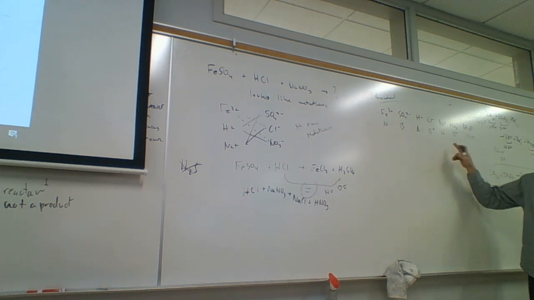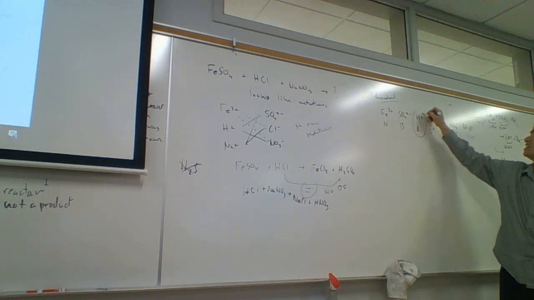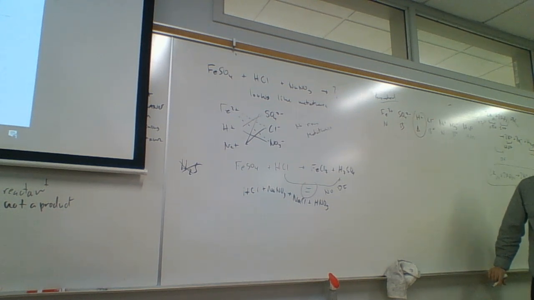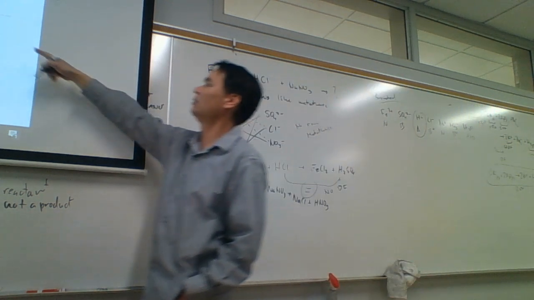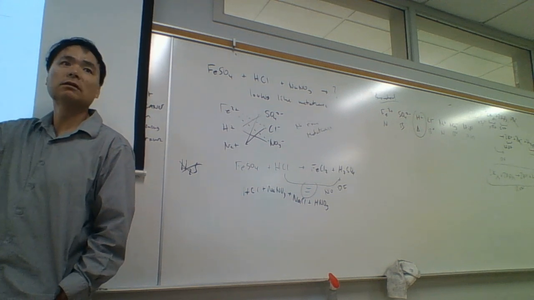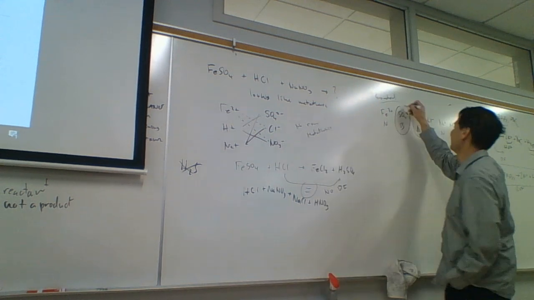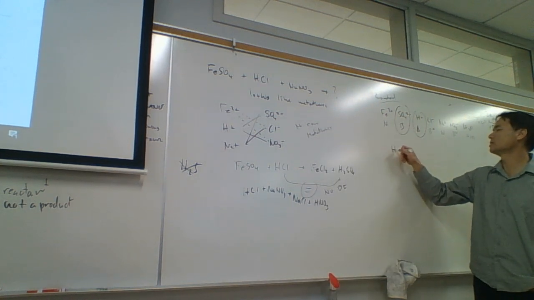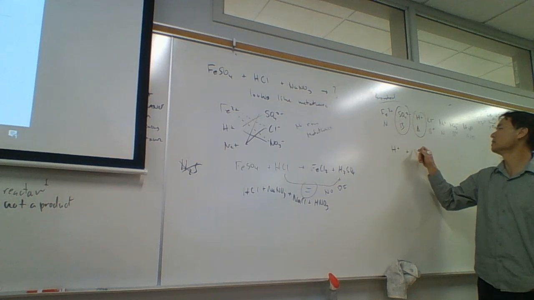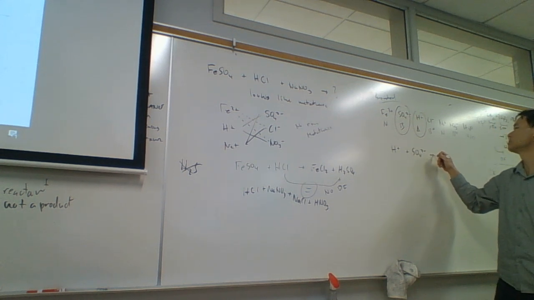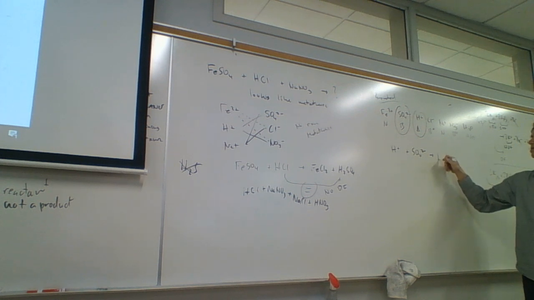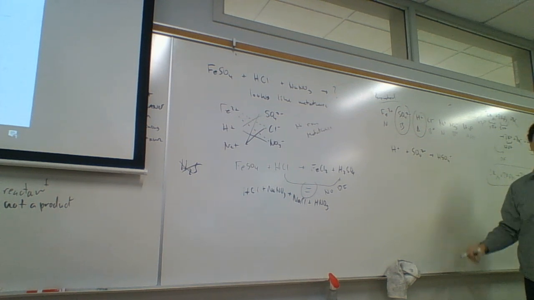So what's the strongest acid? What's the strongest base? H plus is the strongest acid. And the strongest base would be? Well, here's H2O, but I see that sulfate is better. Sulfate's a better base. And so it looks like this is it. And so the reaction is going to be H plus sulfate goes to, in this case, just HSO4 minus. HSO4 minus is interesting. It's both an acid and a base.